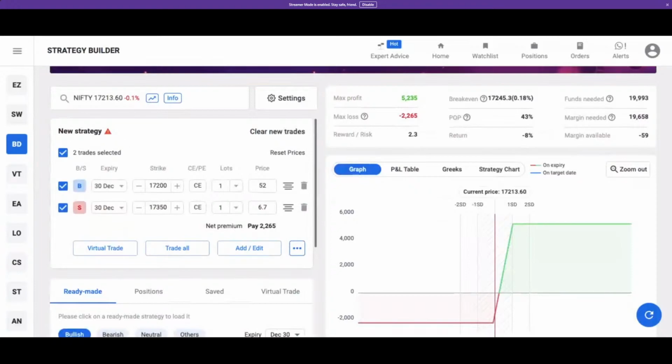Here, obviously, your max profit is much better. Your max loss is limited. Your risk to reward ratio is at 2.3, which is amazing. But your probability of profit is the issue. Your probability of profit is 43%. You need the markets to go up by at least 30, 40 points for this to break even, not make money, just break even. So this is where it all comes into play.